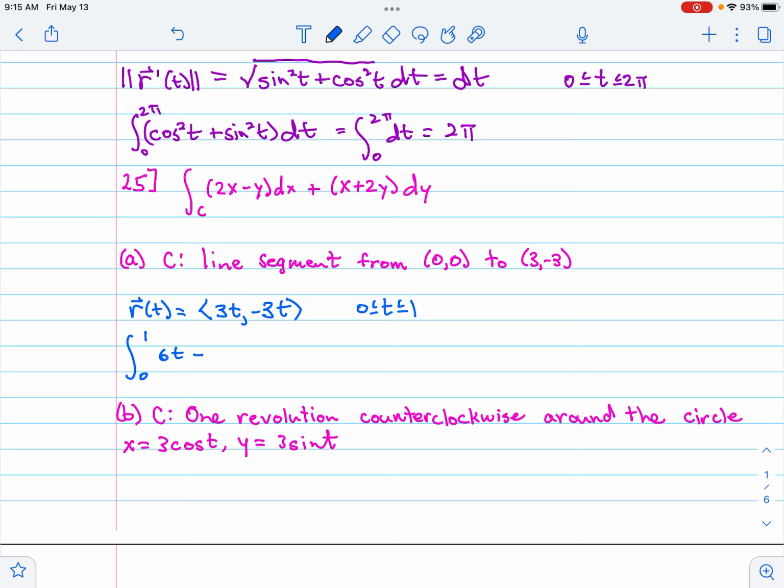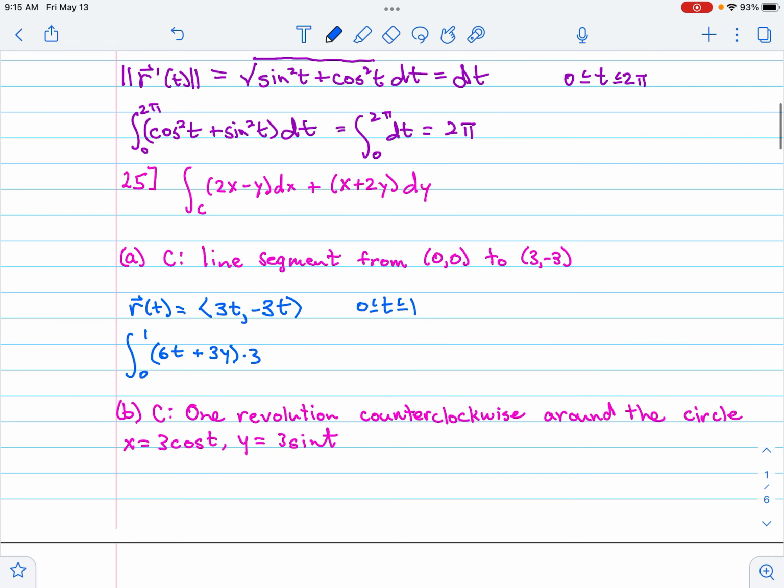Minus, and by the way, this integral is set up, well, I'll tell you what, it doesn't matter. I start to say something, but I'll just go on with this. So we've got 2x, so that's 2 times 3t. Yep, that's 6t. And then minus y, so that's going to be a plus 3y. Okay? Times dx. Now dx is 3.